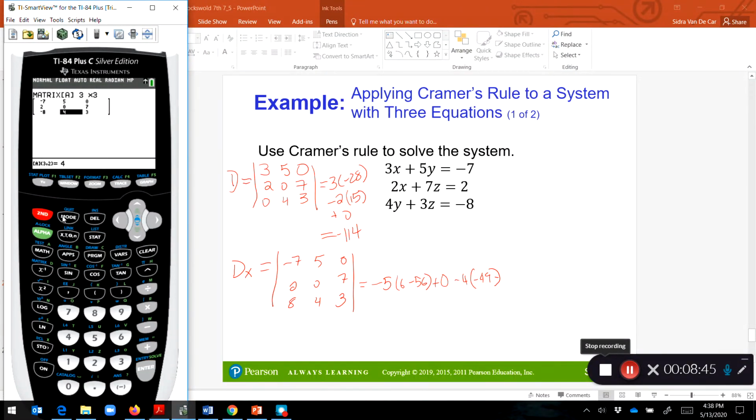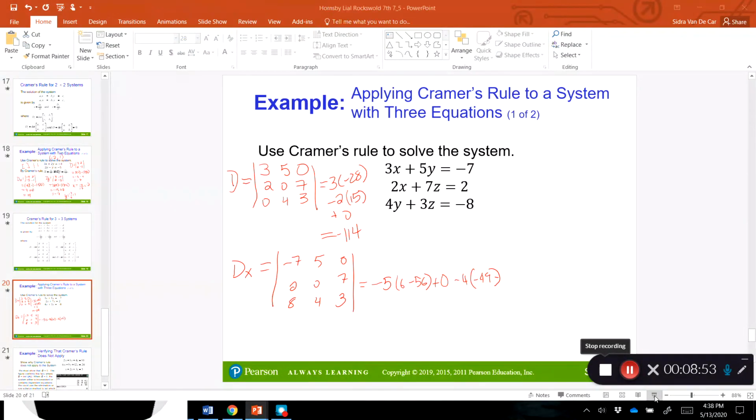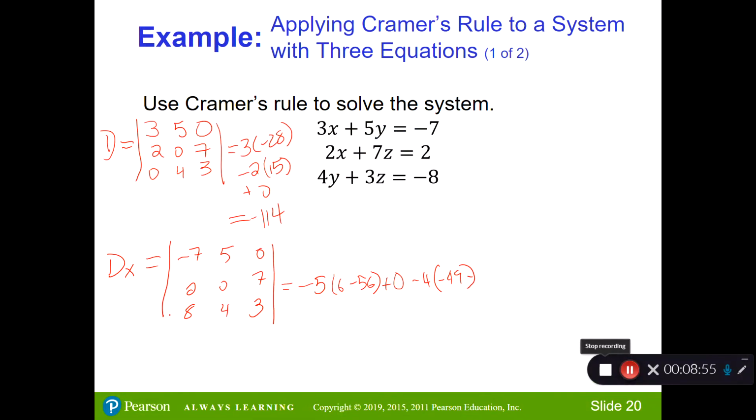All right, now let's quit out of there, and then I can just do the same thing again. Determinant A, we get negative 114 again. So this should have been a negative 8. So ignore all this. I did that wrong. So this is negative 114.